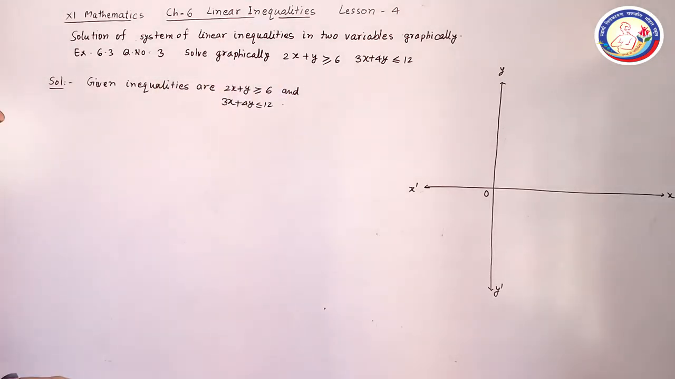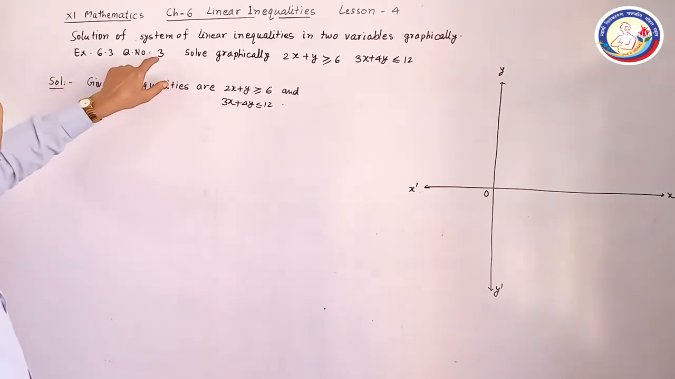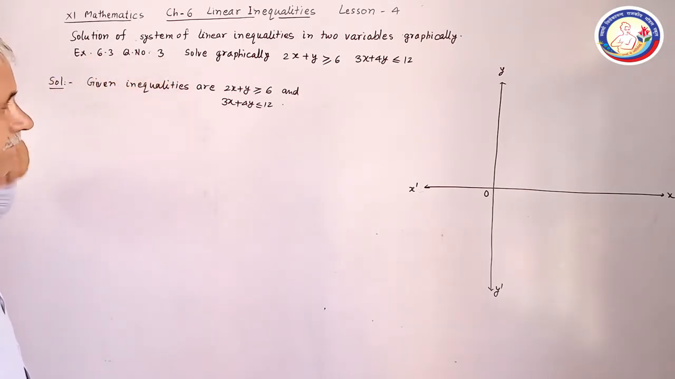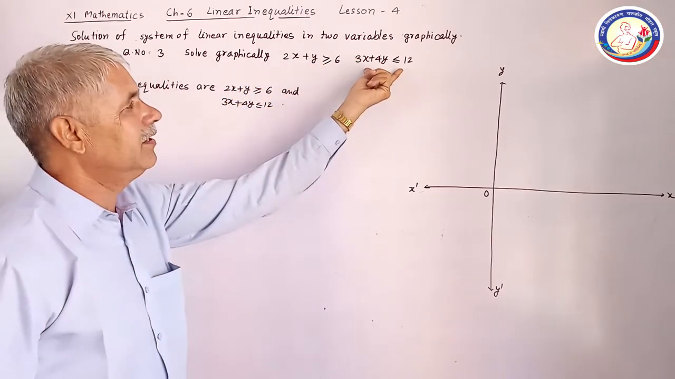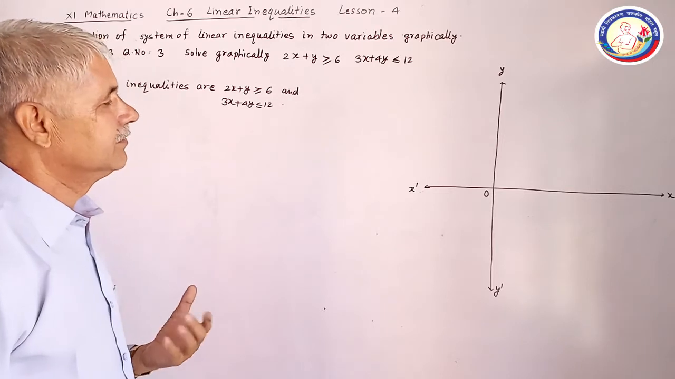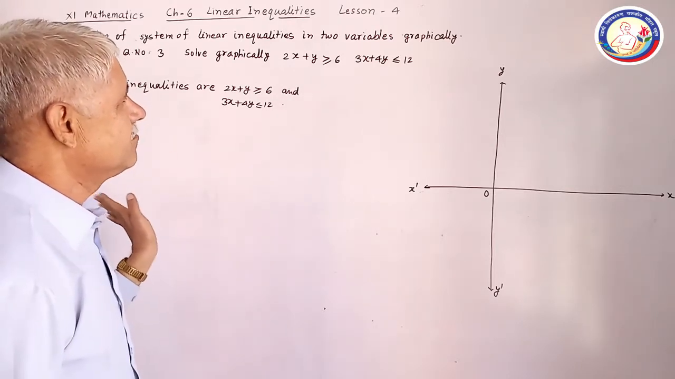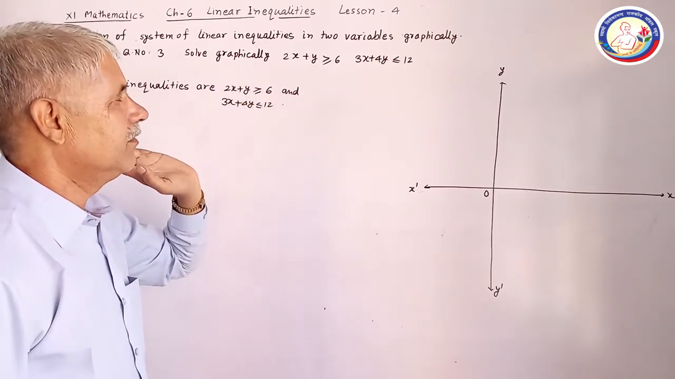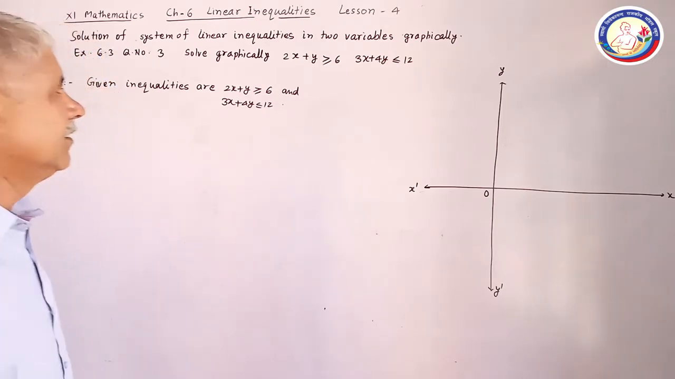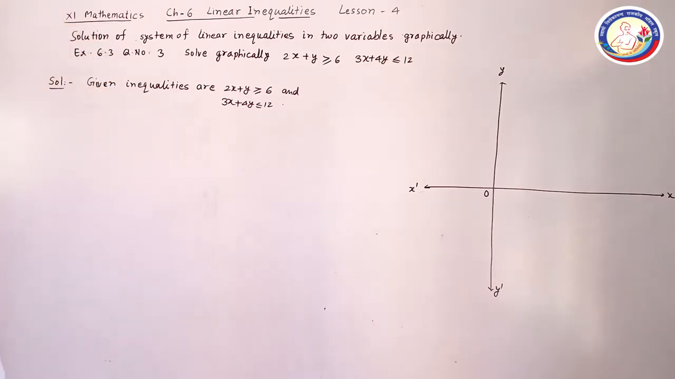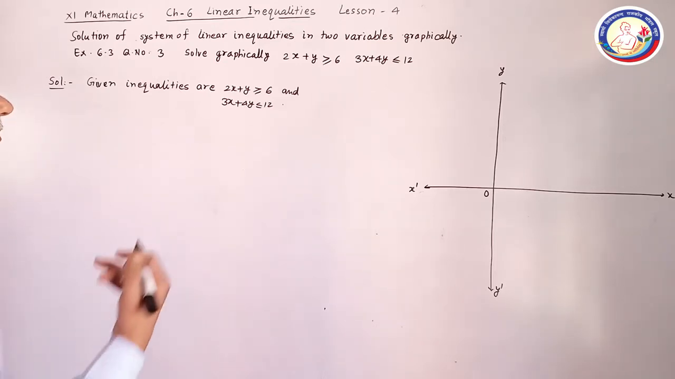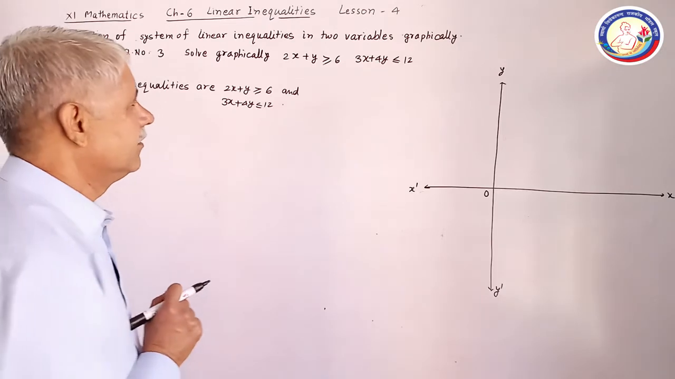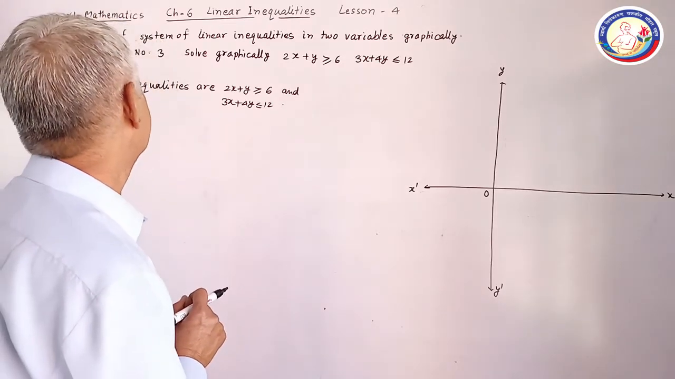What will be our procedure? I am taking question number 3 from exercise 6.3. These are the two given inequalities. Our procedure will be, first we will draw lines for these two inequations by changing them into equations. Then we will decide the region of solution for each inequation, and after that the common area will be the solution of the system.